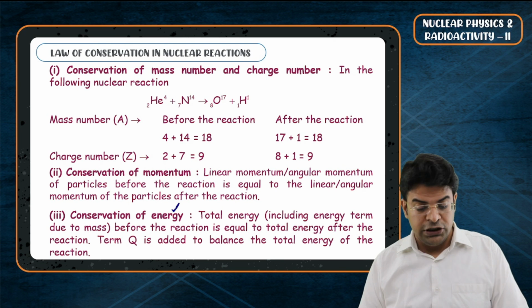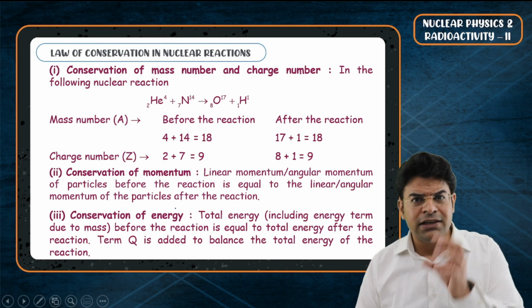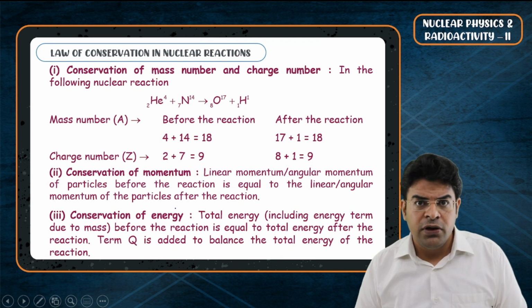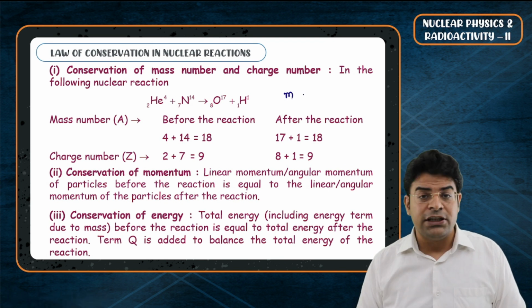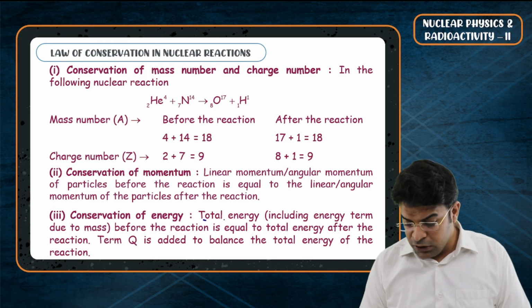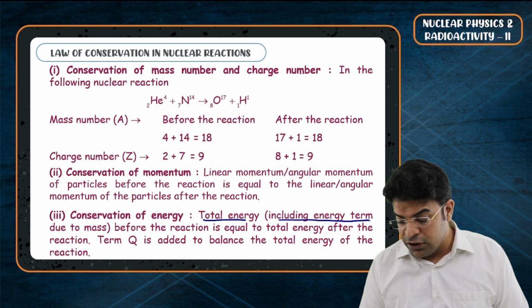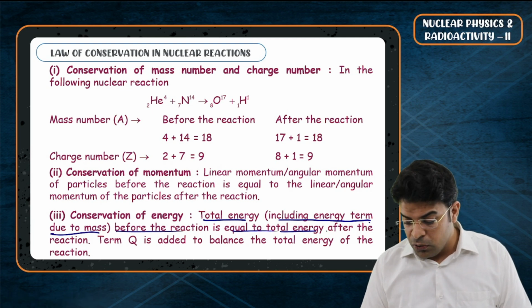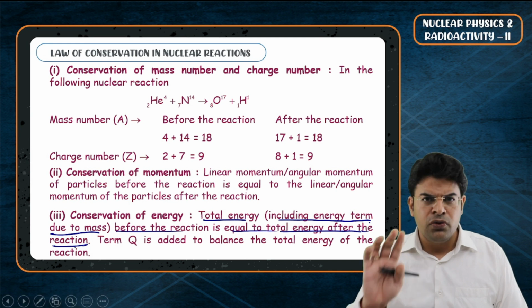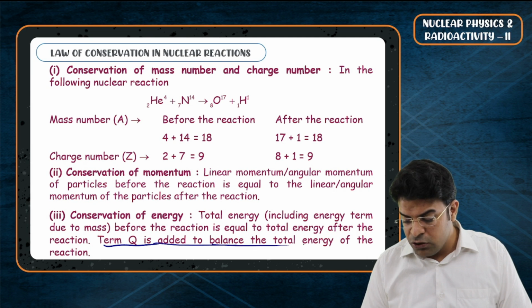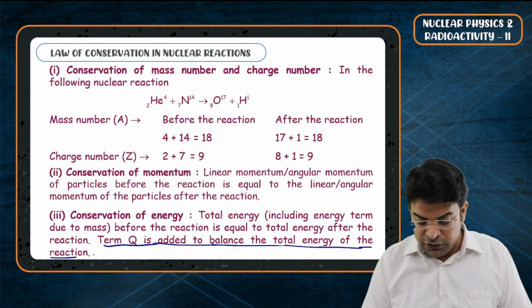Then we need to talk about another conservation principle that is valid in nuclear reaction, and that is the conservation of energy. Here, do understand that we even consider mass as a type of energy. With a mass m, the energy associated is mc square. So total energy, including the energy term due to mass, before the reaction is equal to the total energy after the reaction, including the term of mass definitely. Term Q is added to balance the total energy of the reaction.